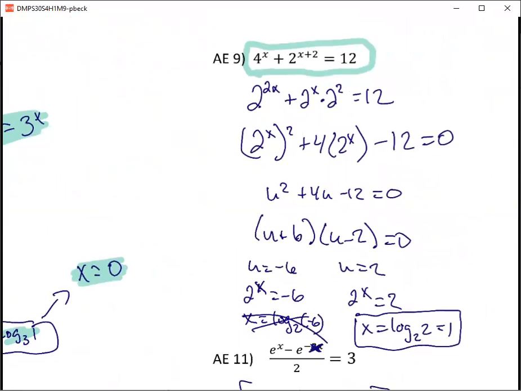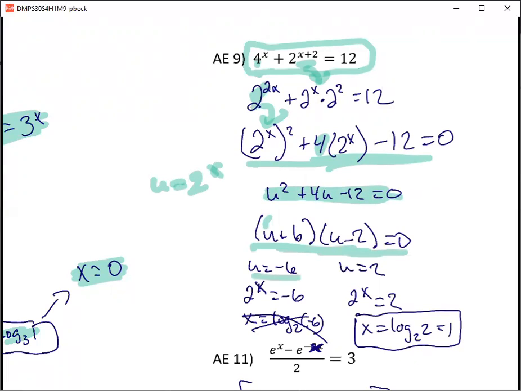So first step is turn the 4 into a 2 squared. And if you remember the property we did before, multiplication of the exponents, we could rewrite that as 2x squared. Second one, the property that I used before, addition of the exponents, we can write as multiplication of the same base. So then that 2 squared is 4. After that, bring everything to one side, which is what I did in that step, and use substitution, u equals 2 to the x, so we can see it in its quadratic form.